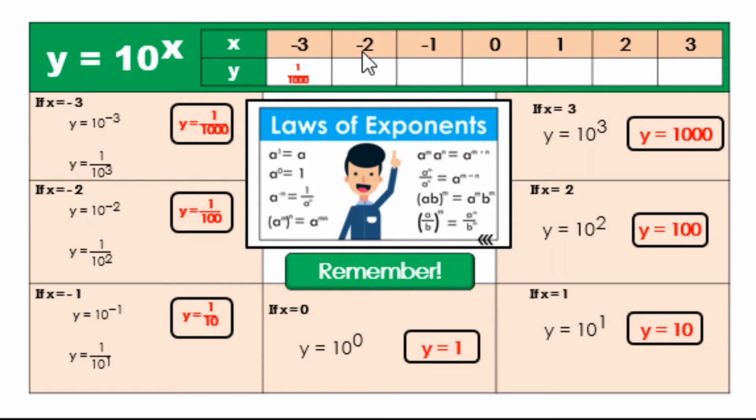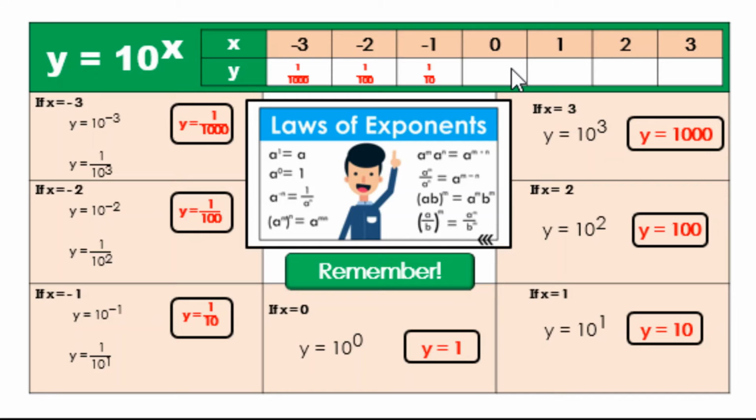For negative 2 and negative 1 as the value of x, we have the same process. For solving for the value of y, it's just like the process when your x is negative 3. So you can pause this video to study the process. Okay, so when your x is negative 2, the value of y is 1 over 100. When your x is negative 1, the value of y is 1 over 10.